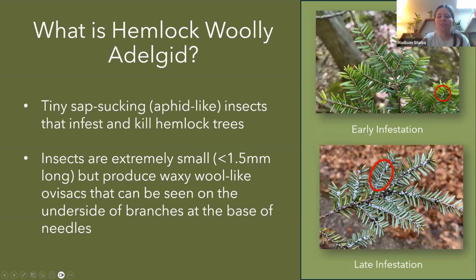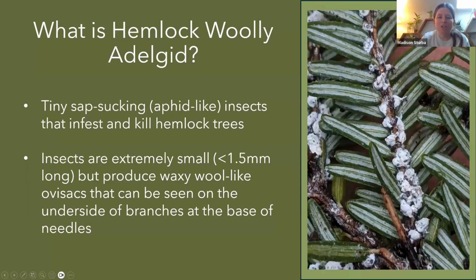clusters. You can see there's a pretty big difference here between an early and late infestation. In the top picture, it's really hard to see those white ovisacs. They're circled in red because there's only a few adelgids on this branch. If you're walking through the forest, you probably wouldn't see that. I know I wouldn't, but it does become easier to see when there's more of them, obviously, like this larger, more infested branch down here in the second picture. We can see the ovisacs more clearly here too. This is a very heavily infested twig. You'll only ever see the ovisacs along the twig, along the base of the needles. You won't ever see them forming on the actual needles themselves.